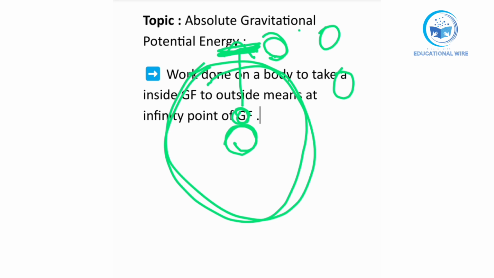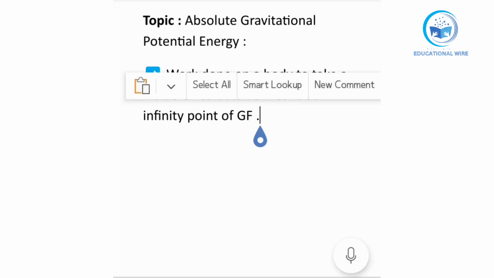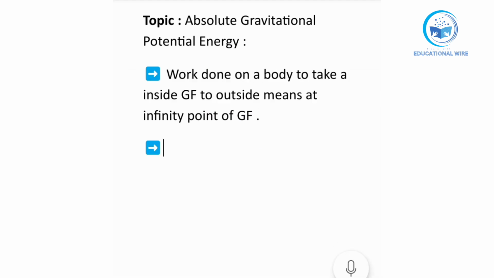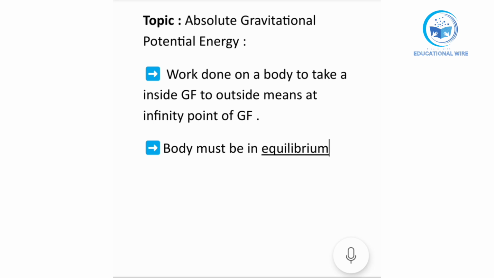So the definition is the work done on a body, this is a body, we have done work on it to take it from inside to outside at the infinity point of the gravitational field. So let's move further. There are some rules that should hold in absolute gravitational potential energy. Number one is the body must be in equilibrium.